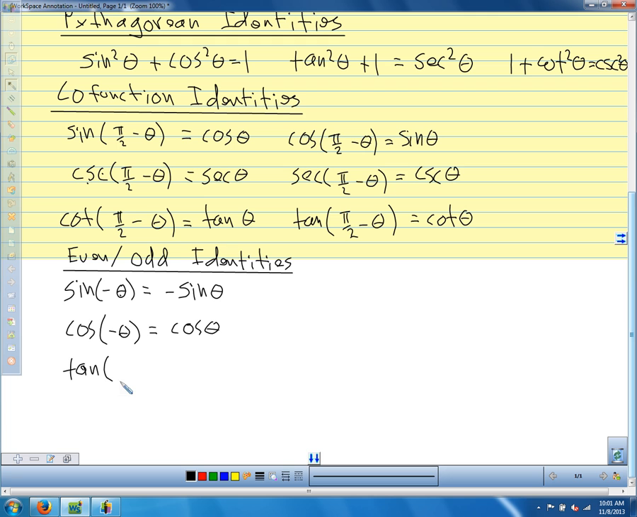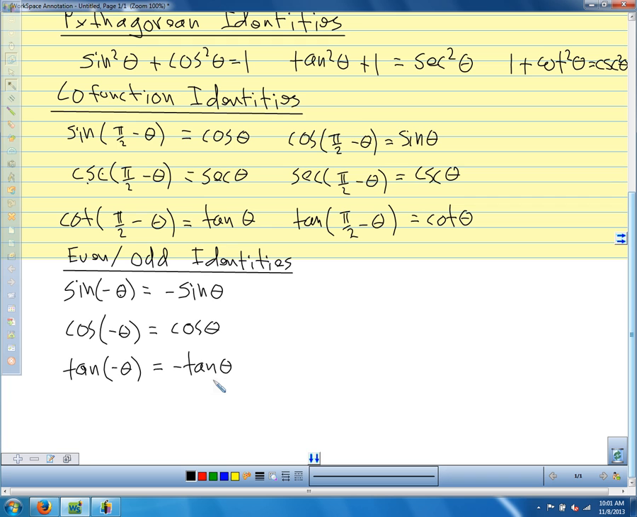How about tangent? Even or odd? Odd. Tangent is odd. If you can't remember, think about the graph of the tangent function, symmetric about the origin. So this means that tangent of minus theta is minus tangent theta. And the cofunctions are the same. So secant would be even, and cotangent would be odd. So cosine and secant are the only two even functions.